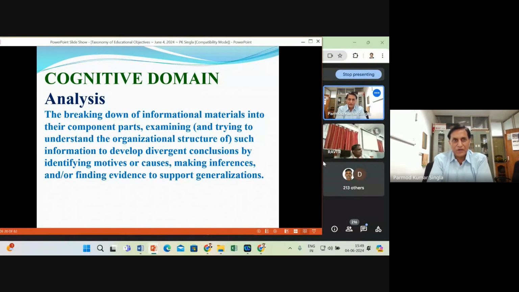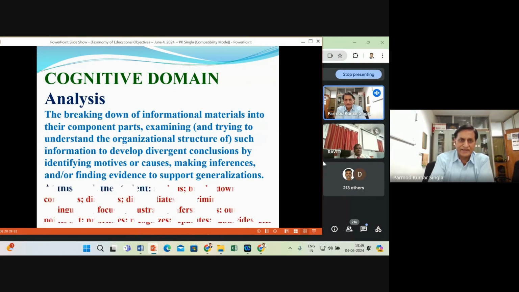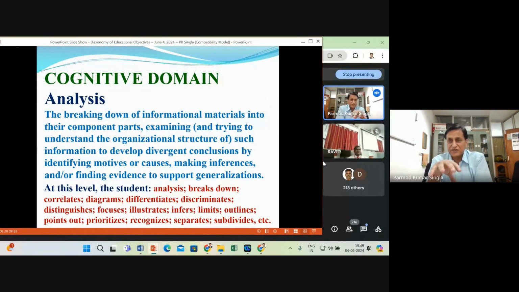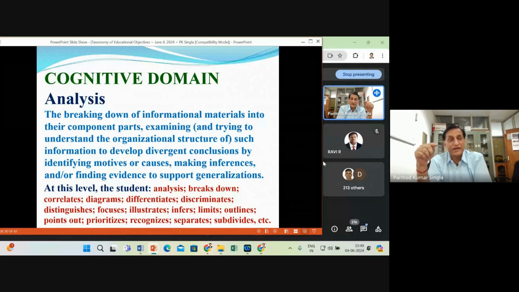And in the cognitive domain at the analysis level, these are the action verbs which define that the student is now able to analyze. He is able to break down, correlate, diagram, differentiate, discriminate, distinguish, focus.